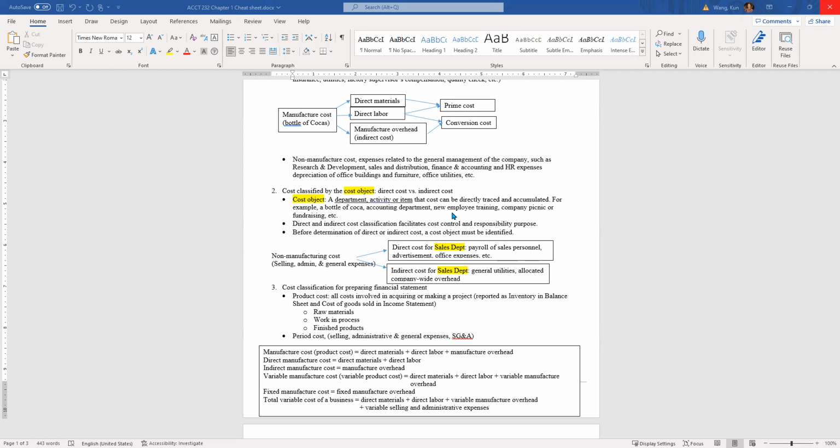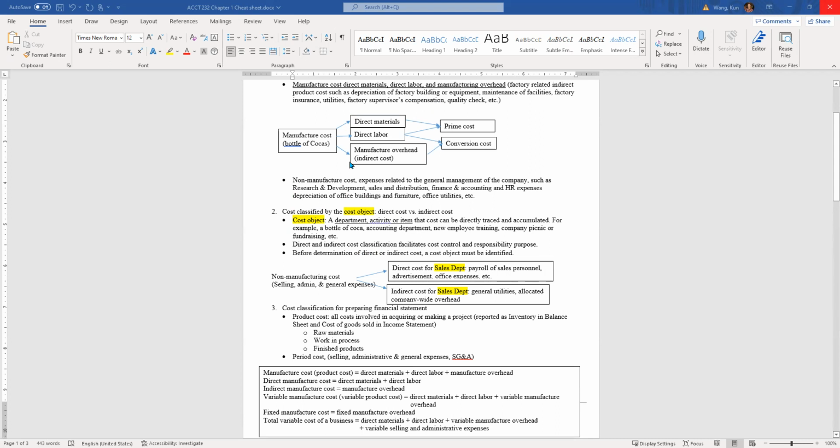After you identify the cost object, we can examine which costs are directly related to this cost object. And then we have indirect cost that can be allocated to this cost object, but is not directly the responsibility of the manager of the cost object.